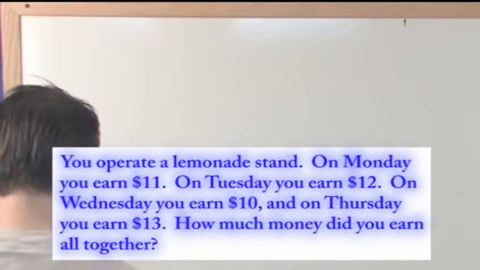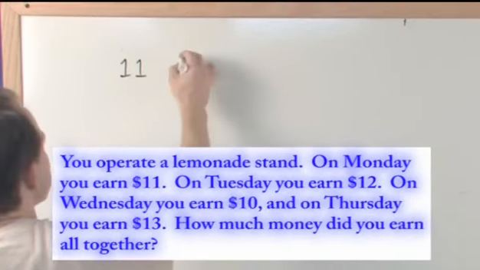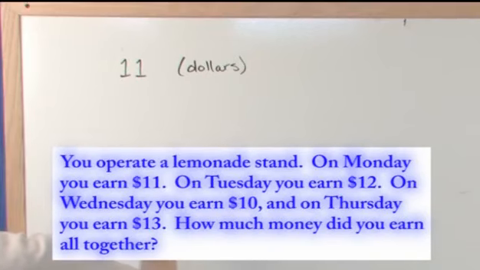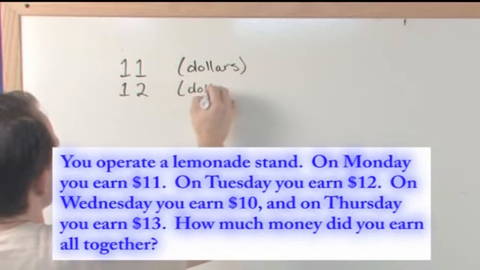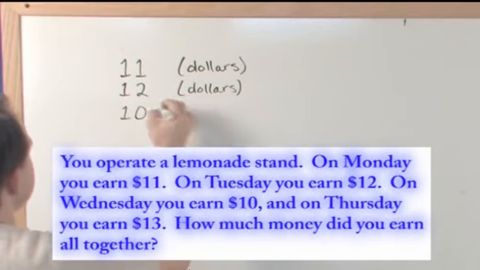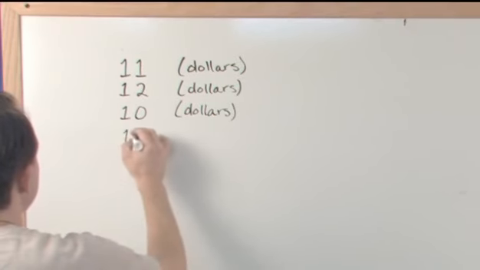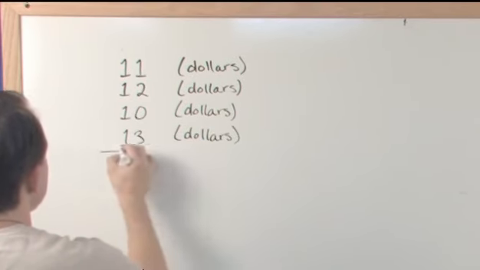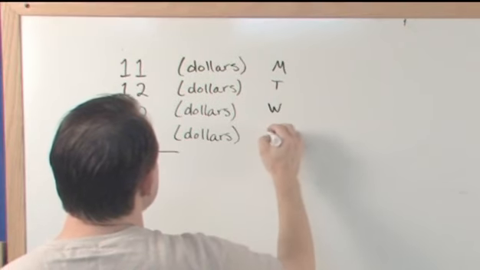So let's do that. On Monday, you earned $11, so I'm going to write it down over here, just so you remember. On Tuesday, you earned $12, again, dollars. So I'm going to write a note to myself. On Wednesday, you earned $10. And on Thursday, you earned $13. Okay, so this is Monday, Tuesday, Wednesday, and Thursday.